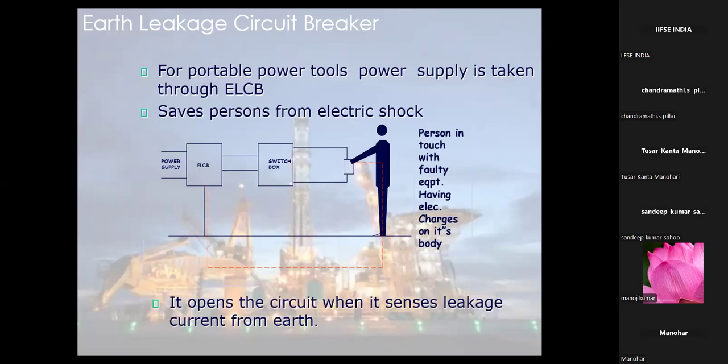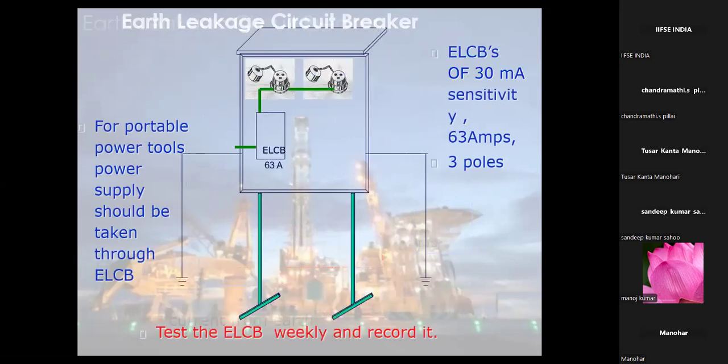So ELCB saves a person from electric shock. It opens the circuit when it senses leak current, meaning if there is a shock, it will automatically trip, provided there is a good earthing system here. Then this is the connection for your portable tools.